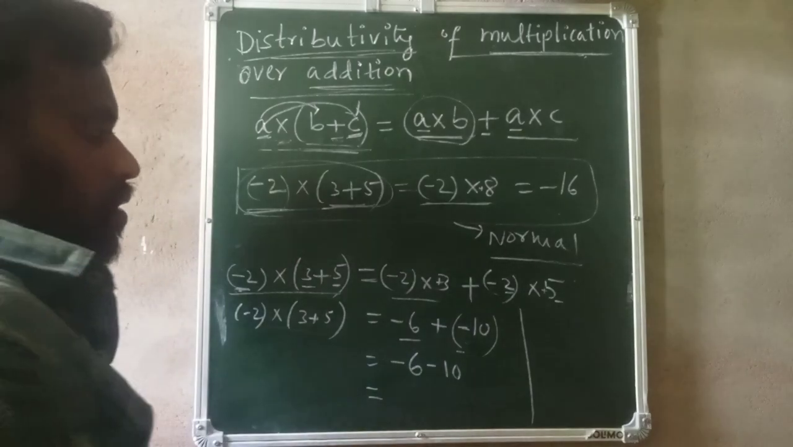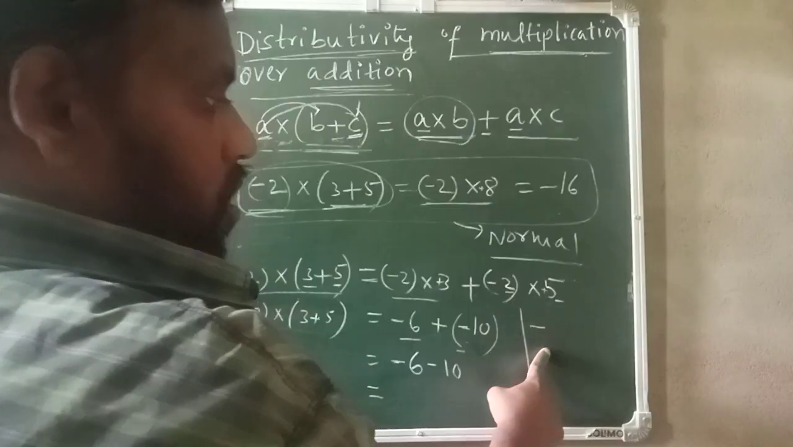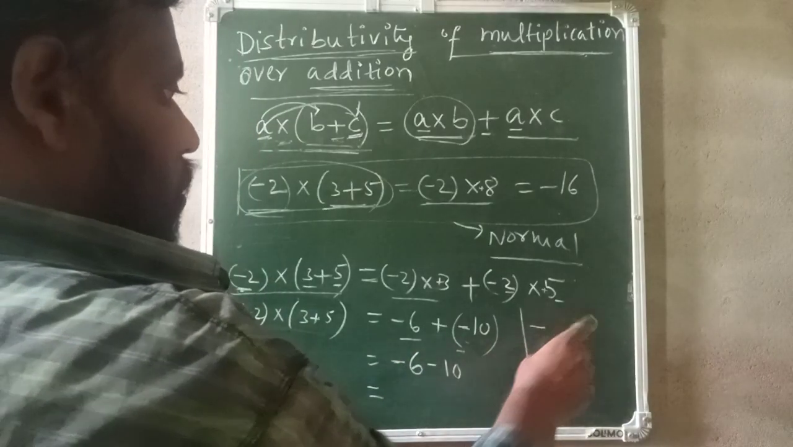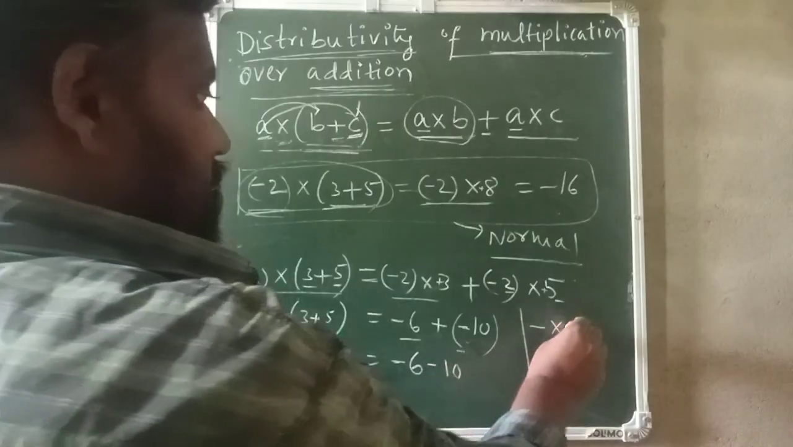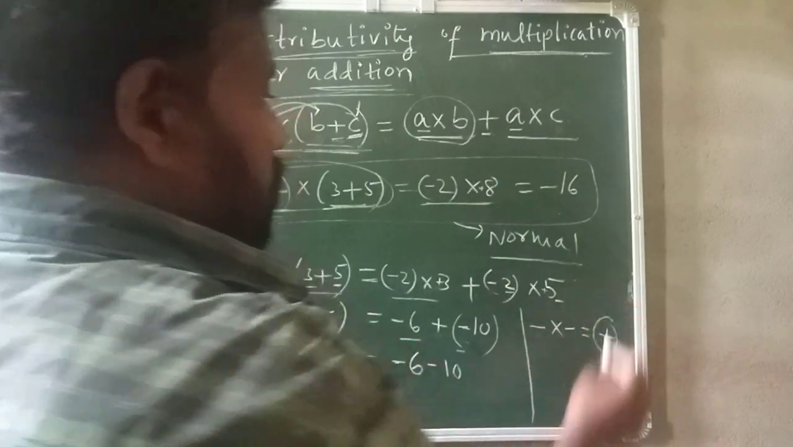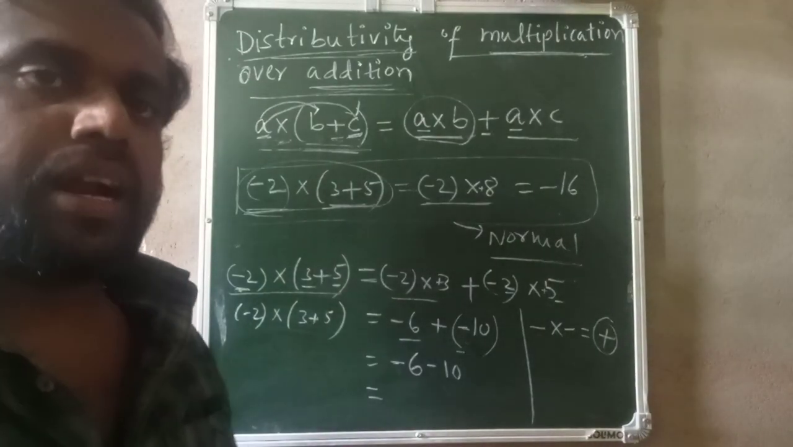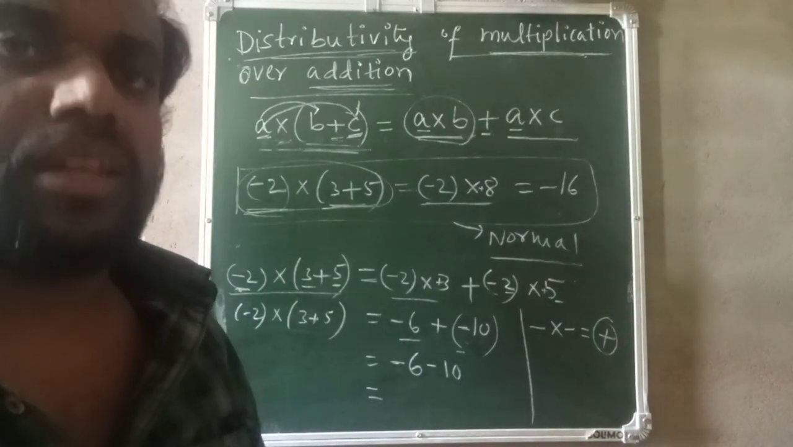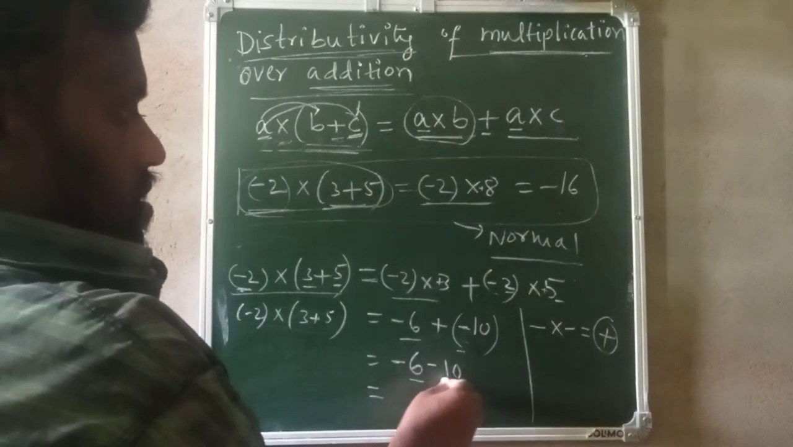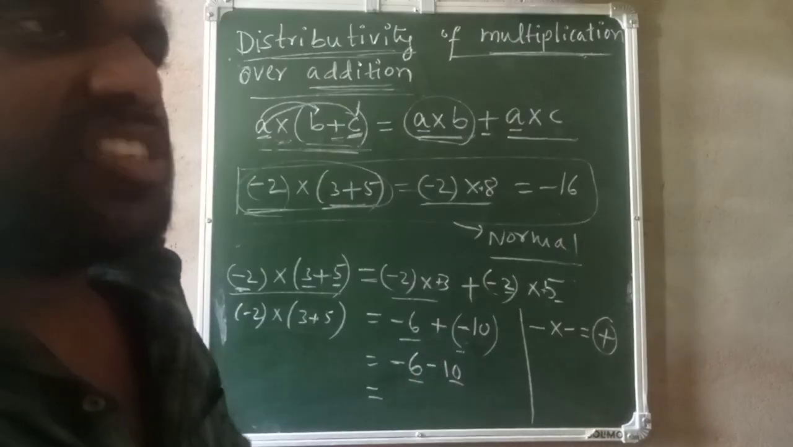So for that, what do you do? First take this minus sign separately, like rough work. This minus I have taken here, into this minus. So minus into minus is what? Plus. Now plus means what? Addition. We have to add the numbers. That means add this 6 and 10. When you add 6 with 10, what will you get? It will be 16.